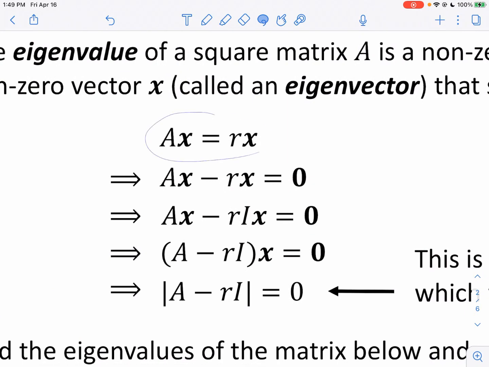Okay, so once this statement is true for non-zero r and non-zero x, then we're going to come up with a way for finding all such values r and their corresponding vectors x for which this is true given any matrix A. So we're going to begin by subtracting rx from both sides. So now we have a difference of vectors here, and we have the bold 0 vector on this side. And then we can use the idea that an identity matrix times another matrix doesn't change it, right?